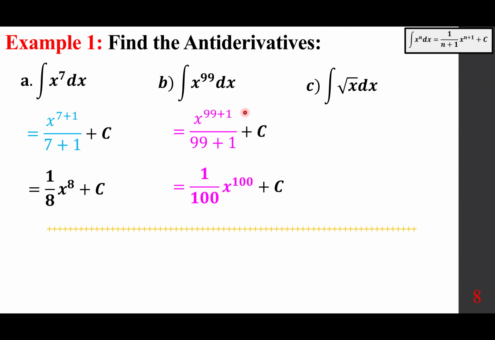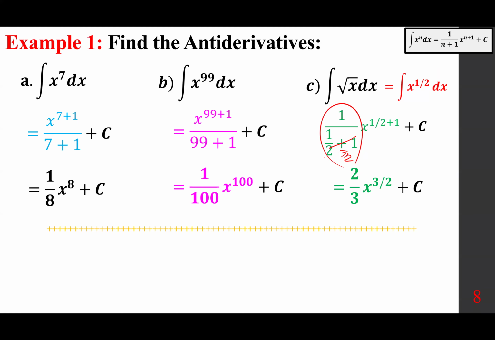What happens here? Just as we did with differentiation, we make it ready for the power rule by rewriting it. This is an algebraic technique: x to the power of 1/2 first. Now, following that, we're going to add 1 and we're going to divide by it. So 1 over 1/2 plus 1, x to the power of 1/2 plus 1, and a constant. This is 3/2. 1 over that is 2/3. So 2/3 x to the power of 3/2, plus a constant.